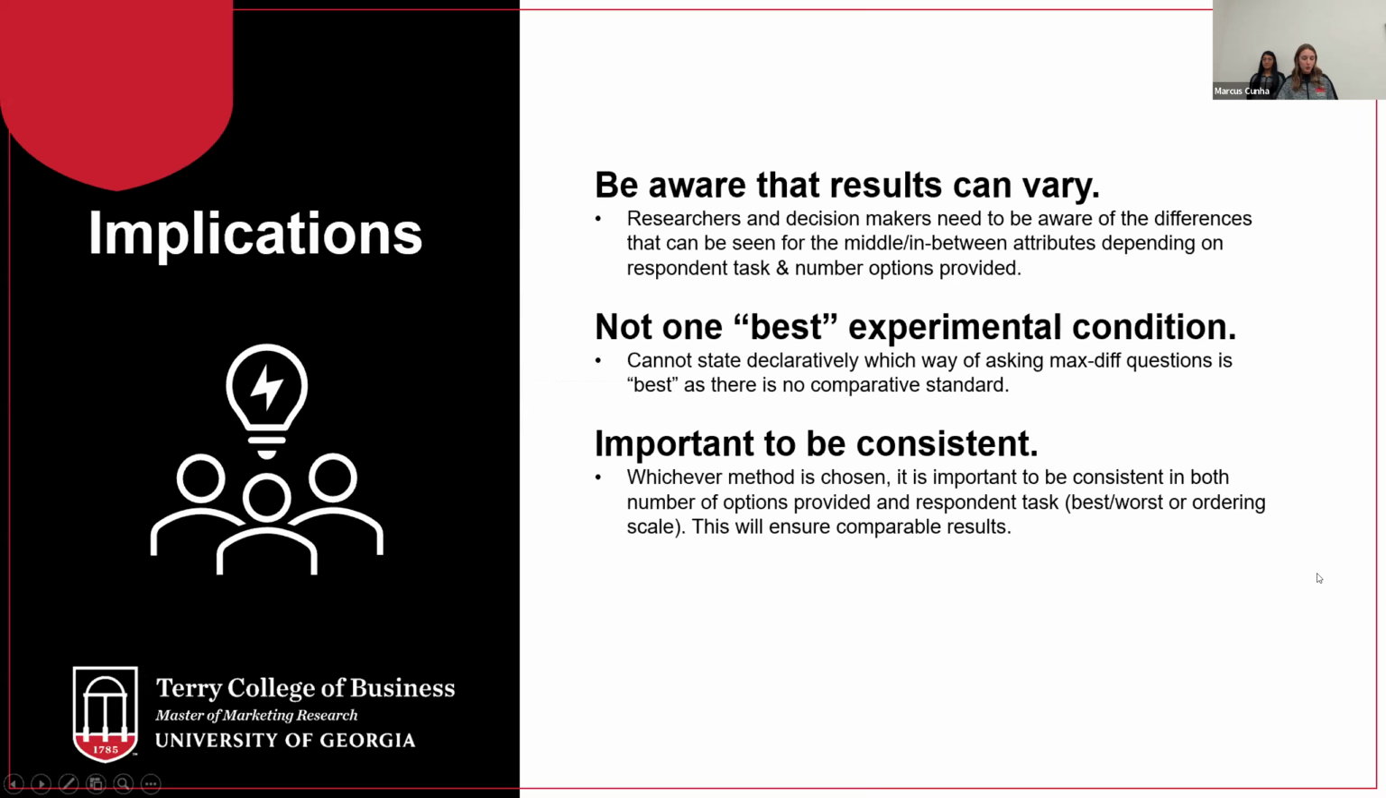How could this impact you in your work? Really, you just need to be aware that these results can vary based on how you're asking the question, how many options you're showing. There's no one best way to do it. There was no indication as to 5 options being better than 3, or it's better to show a rank order versus a best-worst option. But it is important that you be consistent, whichever one you choose to go with, in case the attribute level orders would change over time based off of how you're asking the question versus what the actual preferences are.